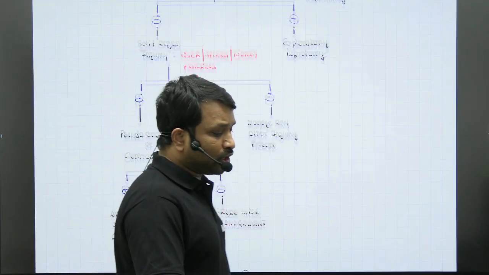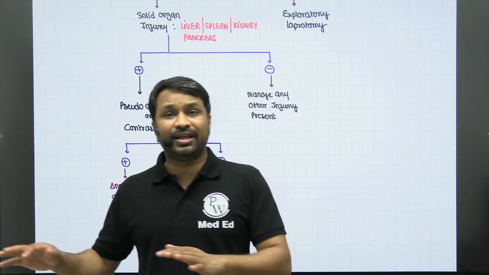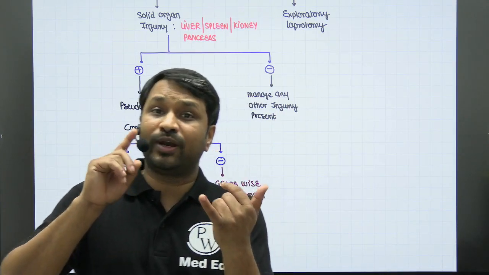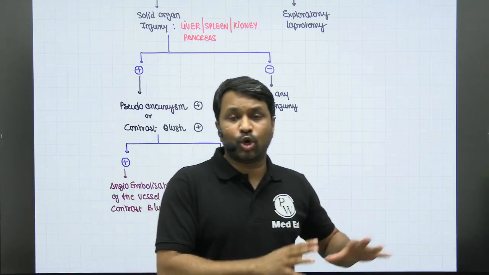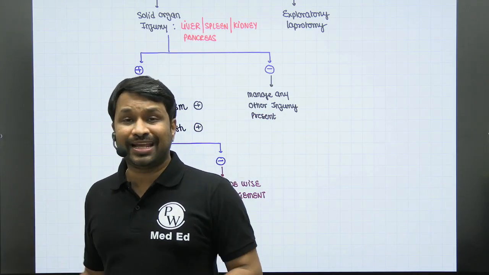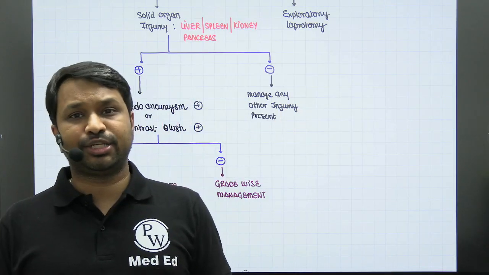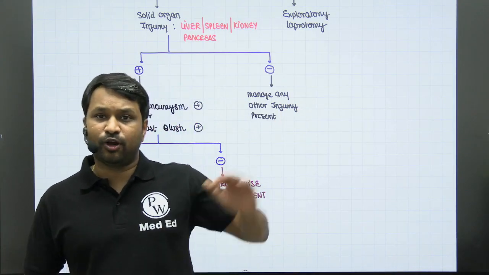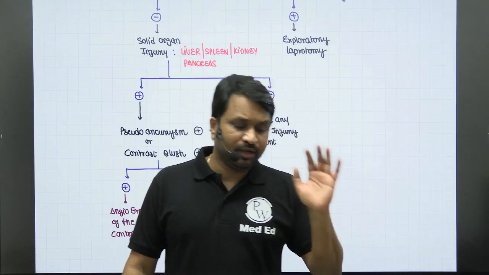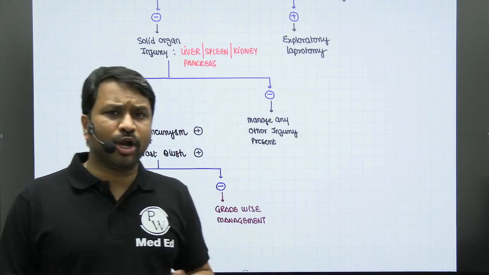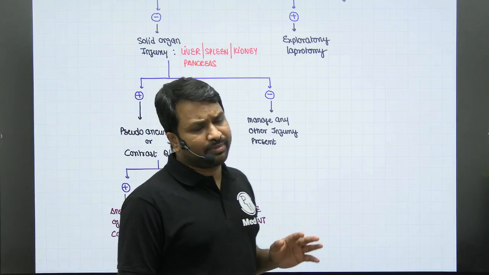If there is presence of solid organ injury, you will go with grade wise management, but before that, you look for any presence of pseudoaneurysm or contrast blush. That pseudoaneurysm or contrast blush must be addressed with angioembolization. If it works, it works. If not, then you have to go according to the grade wise management. On the other hand, if there is no contrast blush, no pseudoaneurysm, nothing, then you can manage the other injuries as well.